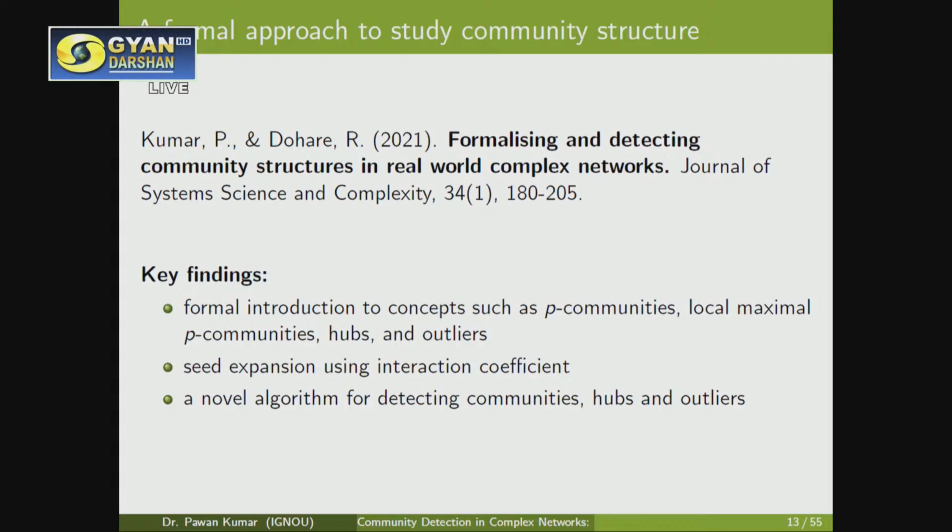In fact, due to the vagueness of the community structure concept, we came out in 2021 with a formal approach to community detection. This was our article, Formalizing and Detecting Community Structure in Real World Complex Networks, published in the Journal of Systems Science and Complexity. We talked about many things there, like what we mean by peak communities or local maximal peak communities, what hubs are and what outliers are. We also introduced an innovative method to detect communities, hubs and outliers.